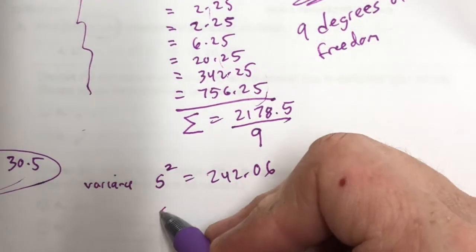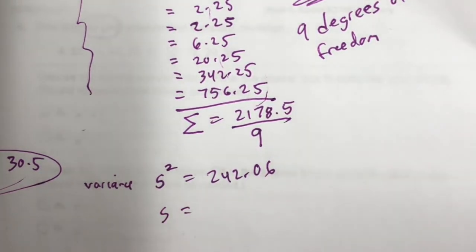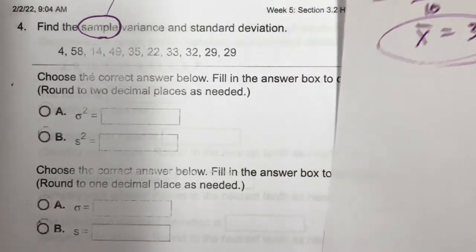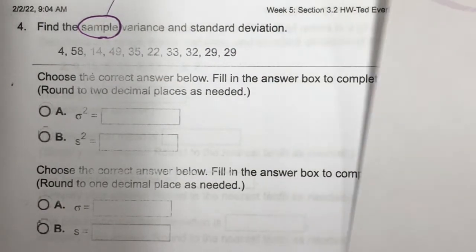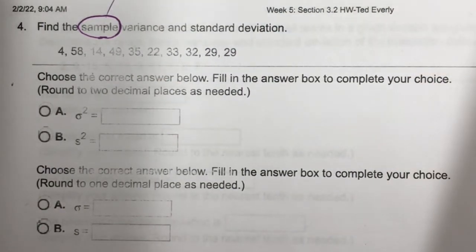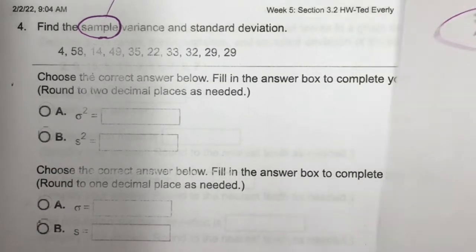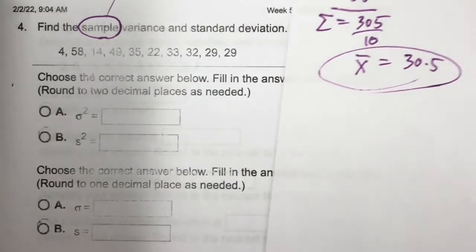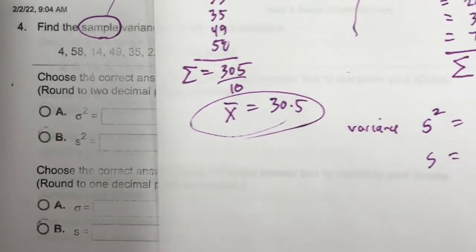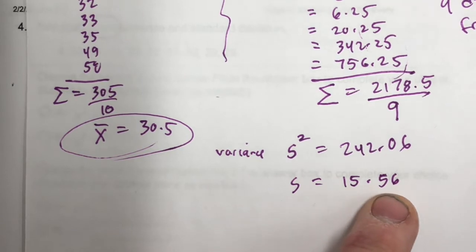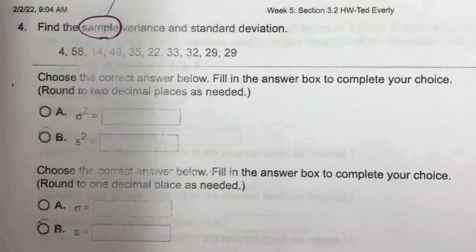Okay, and if I take the square root of that, I get 15.56. Now let's see what it wants us to round. It says round to one place. So I guess this would be 242.1, and this one's 15.6. I got 15.56. If I round it one place, it'd be 15.6. But that's how you do it.